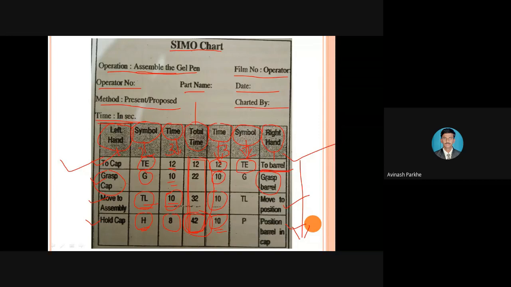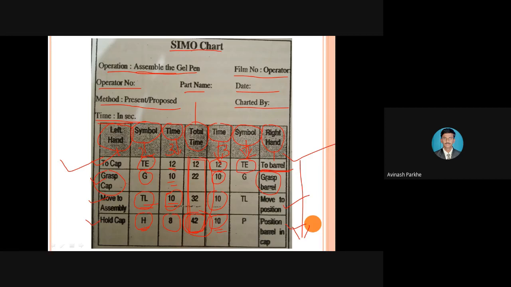Once the assembly of the first pen is over, again we are performing the same activity. Again your left hand and right hand are moving to take the new cap, to take the new barrel. Again they come near to each other. Again I will keep that particular cap in the left hand. Again I will rotate the barrel in clockwise and anti-clockwise direction. Again assembly is over. Again, a third time, my left hand and right hand are moving towards the cap and the barrel. That means repetitively the movements of the left hand and right hand are taking place, and those repetitive movements and their time can be represented by using this particular Simo chart.